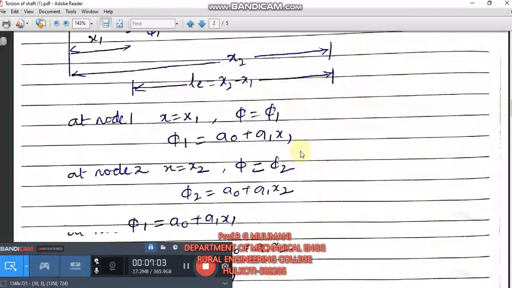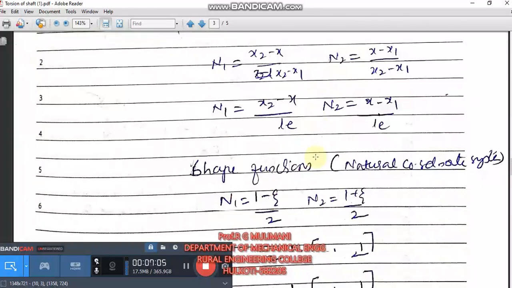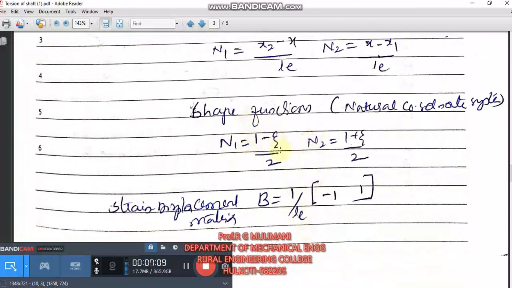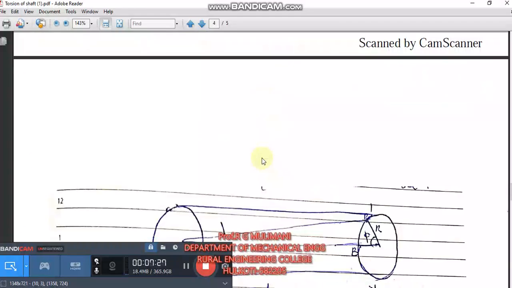Applying the two boundary conditions, we have N1 is equal to 1 minus zeta by 2, N2 is equal to 1 plus zeta by 2. It is in terms of a natural coordinate system. The analysis is the same. We also derived the strain displacement matrix, that is equal to 1 by LE into minus 1, 1. It is also the same for the torsion of shaft.